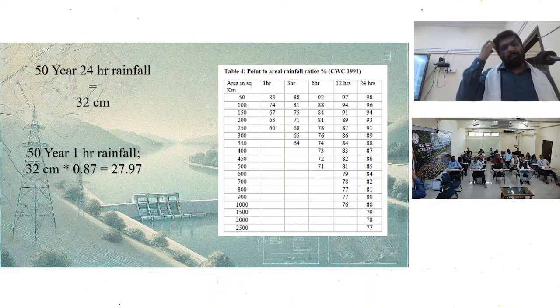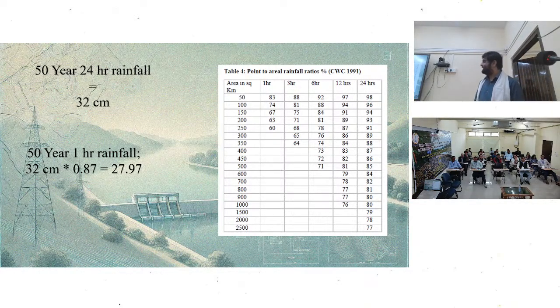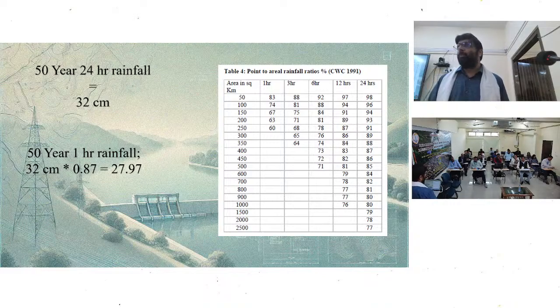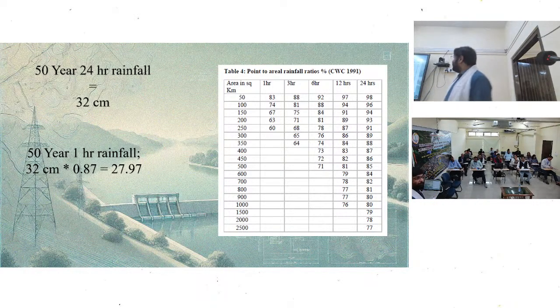Now, because we don't have any gauging stations, we don't have any rainfall data also. So IMD publishes maps which give you a rainfall estimate. They are called isopluvial maps. You have different kinds of maps: 5-year 15 minutes, 5-year 1 hour, 5-year 2 hour, 5-year 24-hour rainfall. So based on this area, from the isopluvial map, you will get the value of 32 centimeter for the BTC region.